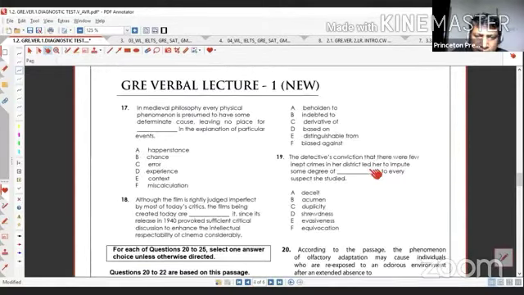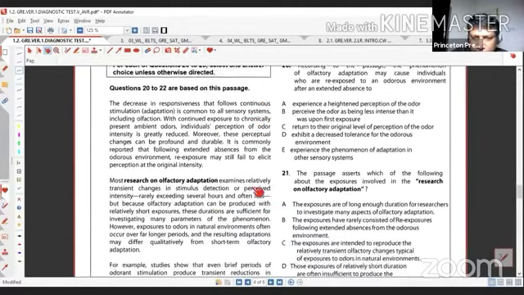This is also another sentence equivalence. The same thing, they're all 6 words, and if there are 6 words, you'll have to pick 2. This is another reading comprehension.